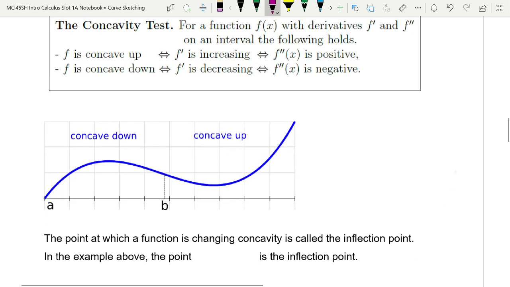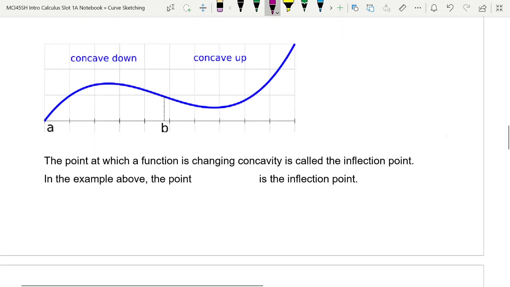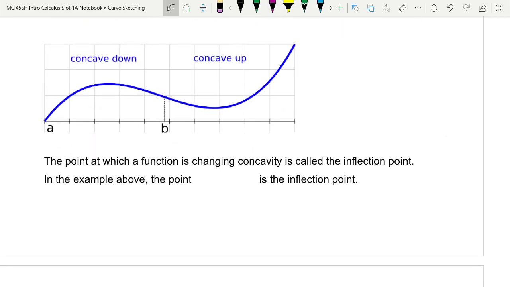So looking at just kind of an everyday curve here, concave down again is kind of a curve going that way. It's going to have, of course, a local maximum. Concave up is going to have a local minimum, and we'd call that point B, the inflection point, or the point of inflection. I usually call it POI for point of inflection.